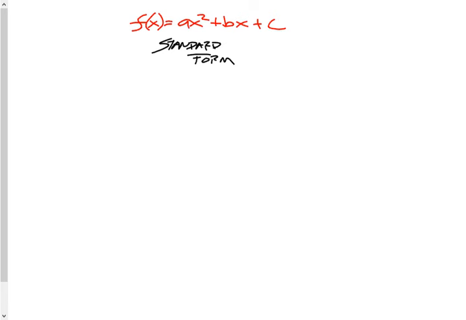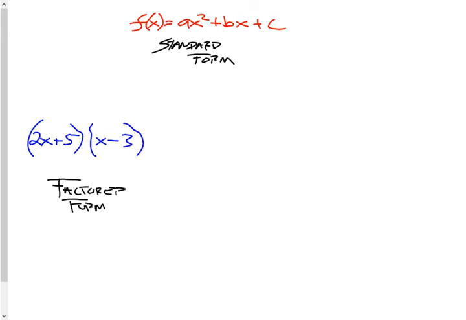Well, you can come down here and do factored form. And factored form would be 2x plus 5, x minus 3, something like that. But we've all seen what our factors look like.